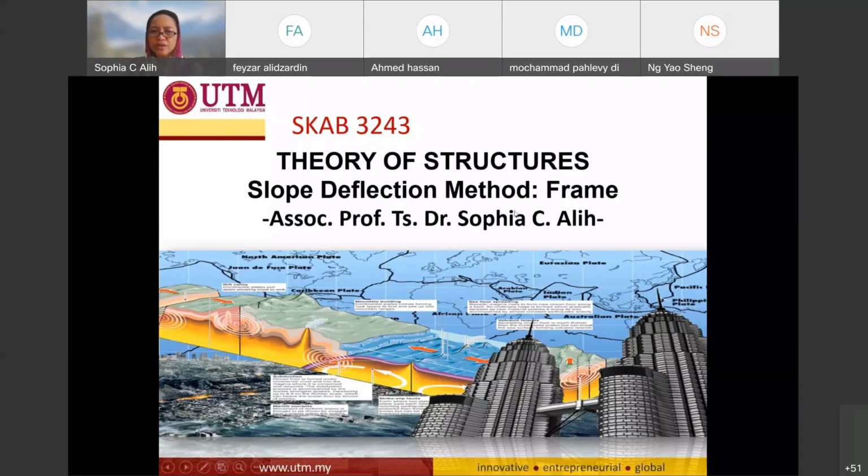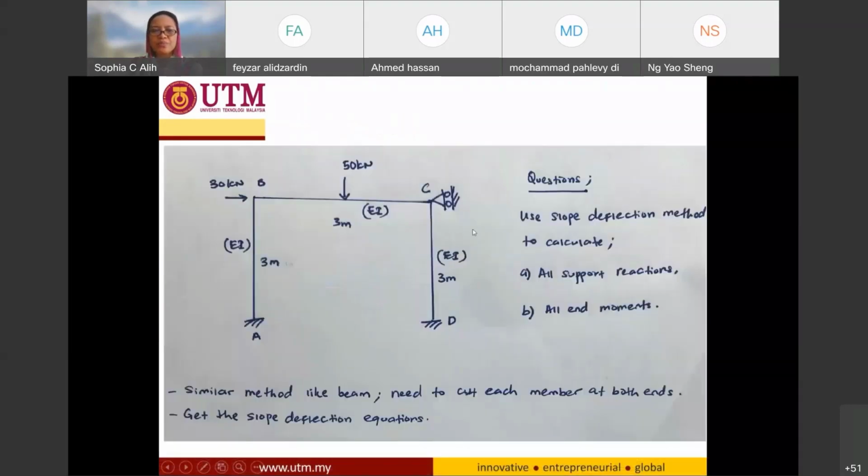So today we are going to look into the same method. However, we are going to look into their application if you want to analyze frame structures. Okay, so perhaps you were thinking that it is a whole new method if you want to use it to analyze frame. However, all the basic explanation, all the basic procedures and process that you have already learned for the application of the slope deflection method in beam, you are going to apply the same thing for frame.